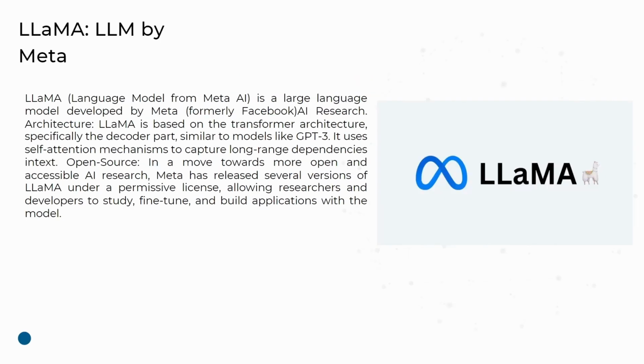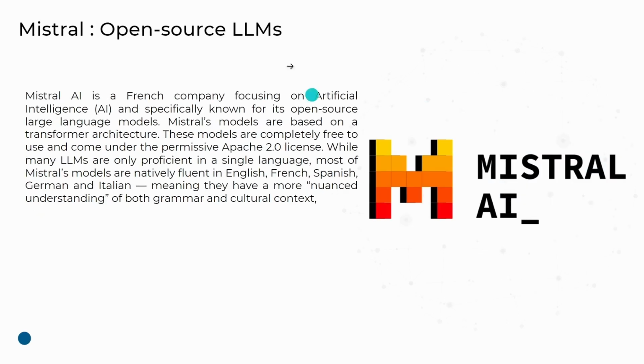Next, we have the Llama model. Meta has launched several large language models. One of them is the Llama model, meaning a language model from Meta AI. It can be used for different tasks. It is based on the transformer architecture, which we have seen, specifically the decoder part, similar to models like ChatGPT 3.5. I will also show you how to run the model locally. Then we have Mistral, an open source large language model. It's a French company that also provides large language models.